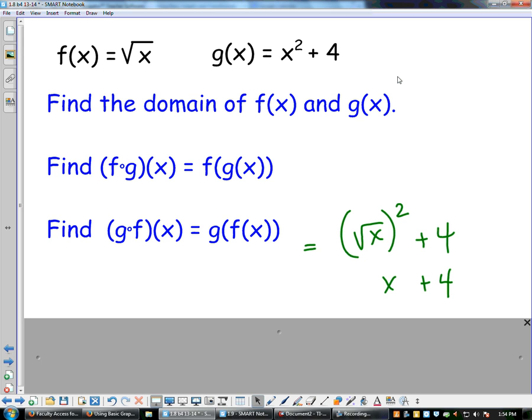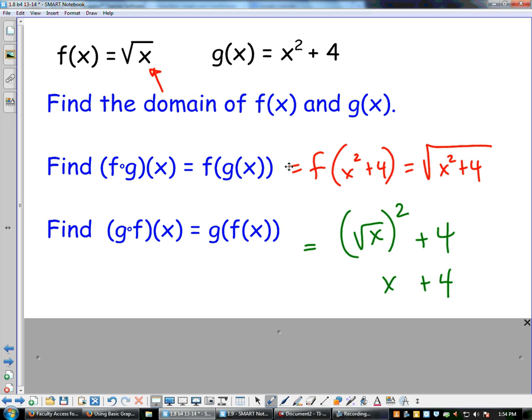So if we're finding f of g of x here, we would say we want f of the g of x function, which is x squared plus 4, and then we would have the square root of, we're going to plug in x squared plus 4 into these f functions. So x squared plus 4 is going to be going in right here. So we would have square root of x squared plus 4. Everybody agree? Yes. All right, and let's back up for a second and talk about the domains.